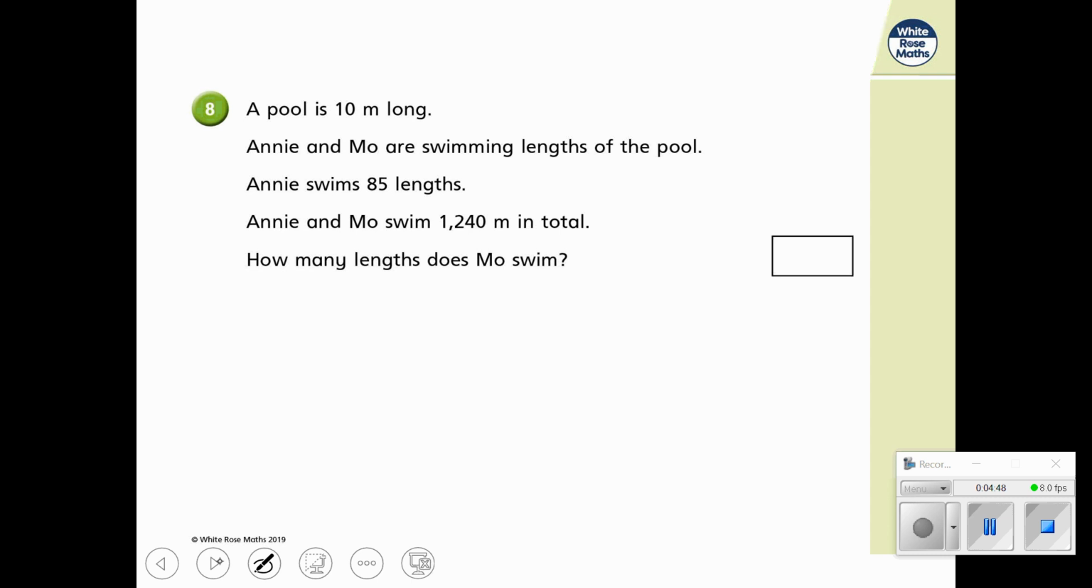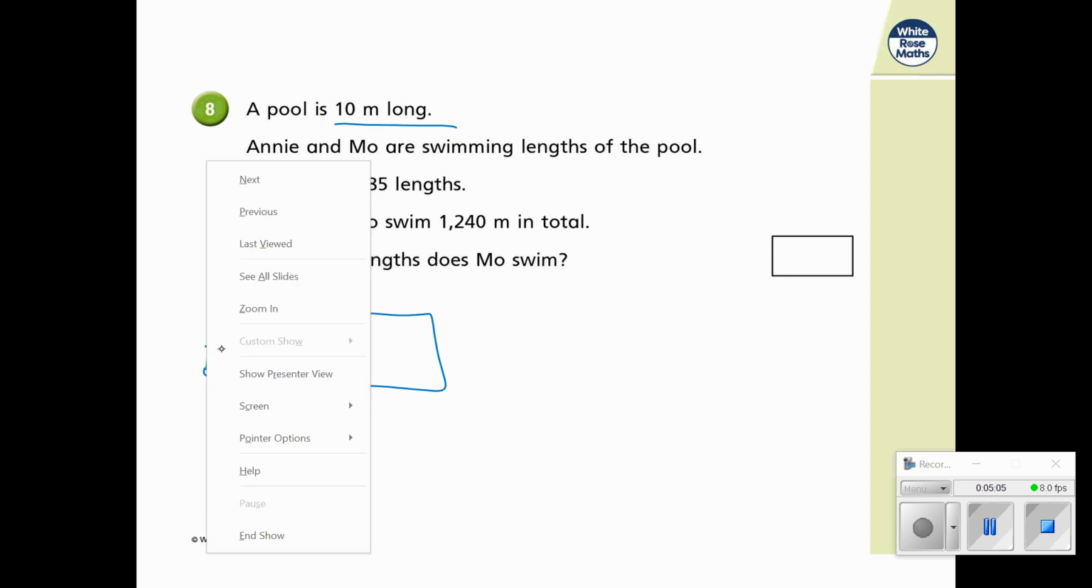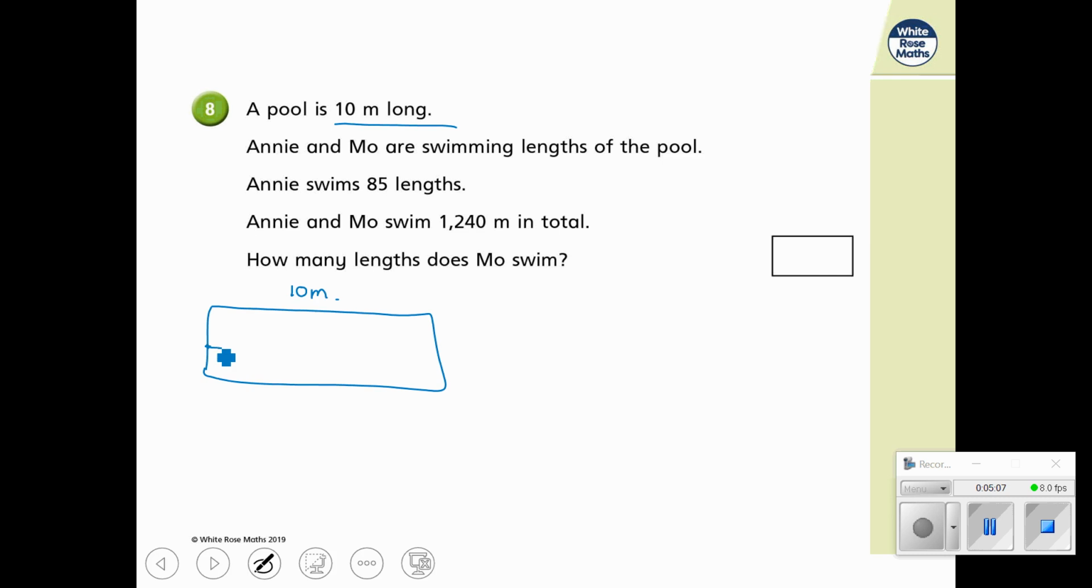Right, next question. A pool is 10 meters long. Annie and Mo are swimming lengths of the pool. So the pool, here it is. I should draw it. I like my pictures, my diagrams. 10 metres long. So Annie and Mo are very good swimmers, and they are swimming all from one end to the other. Now, Annie swims 85 lengths. Mo, we don't know how many lengths Mo is swimming, but we do know that altogether they are swimming 1,240 meters.